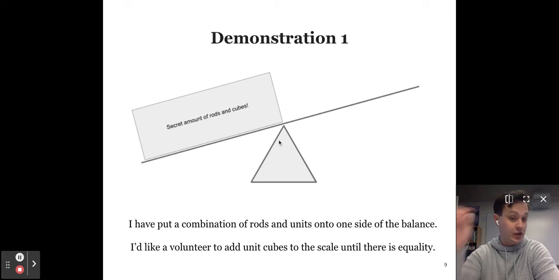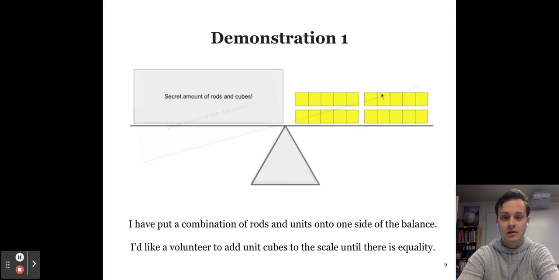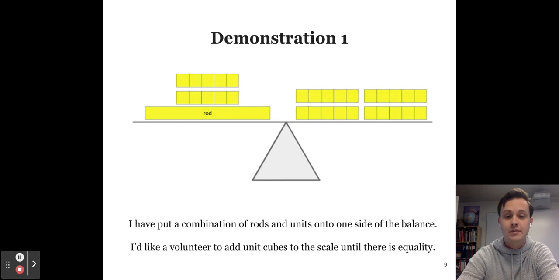Okay, here's another demonstration. I have put a combination of rods and units onto one side of the balance. If you're in class, you're going to actually come up and add units to the scale until there's equality. Here, we'll just watch this. Okay, look, we put on 20 unit cubes and now there's equality. So what do we think is behind here? Could also be 20 unit cubes. In this case, it was one rod and 10 unit cubes.